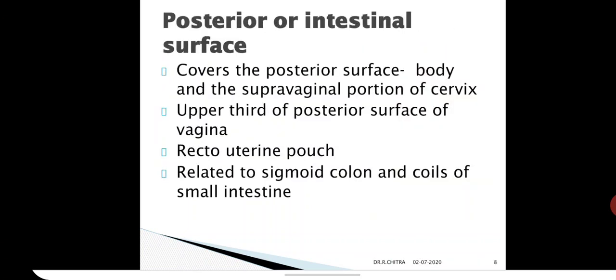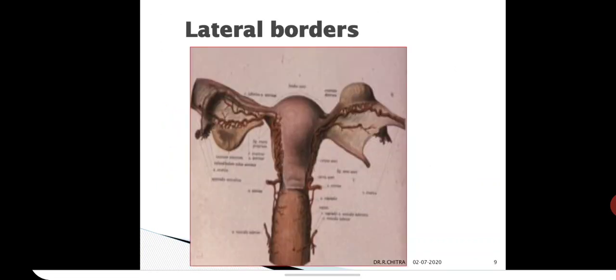Posterior or intestinal surface. This peritoneum covers the posterior surface, body and the supravaginal portion of the cervix, and then up to the upper third of the posterior surface of the vagina. So posteriorly it is reflected up to the upper third of the vagina, and the pouch between the posterior surface of the uterus and the anterior part of the rectum is called the rectouterine pouch. It is related to sigmoid colon and the coils of small intestine.